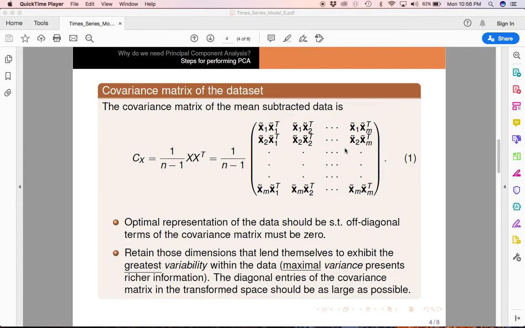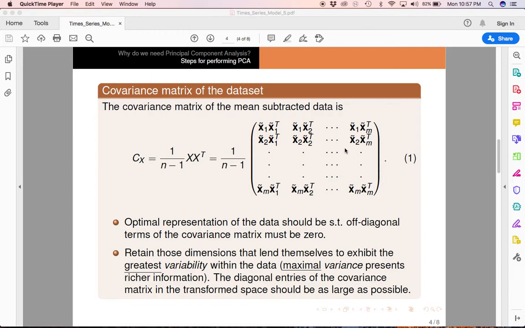But the most important term is XX transpose, which is computed by calculating this inner product of the tilde vectors mentioned in the previous slide. So the covariance matrix of the mean subtracted data looks like this matrix shown in equation 1. Now, the off-diagonal terms are the ones that tell you the variability between the dimensions. So if these terms are large, that means there is a greater amount of variability.